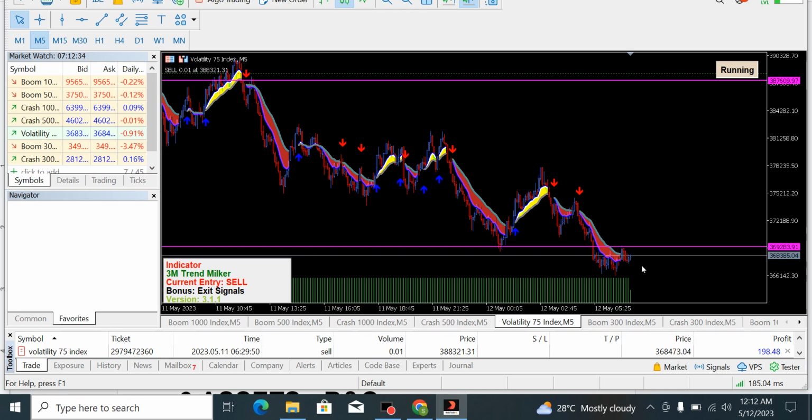All you just need to do is understand how it works, understand this strategy, understand the 3M trend Milker trading indicator, because that is the indicator I am using to do my analysis right here. This indicator helps us to know the direction of the market, and of course it helps us to know our entry point and our exit point, and with that you can easily make some good profit for yourself right from there.